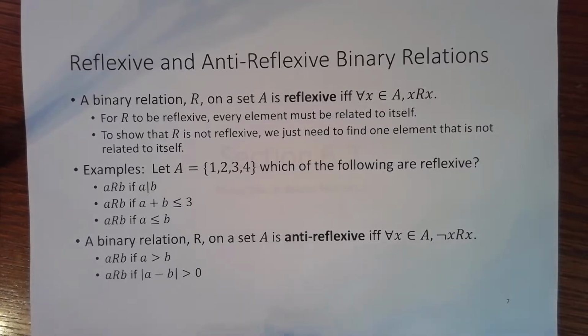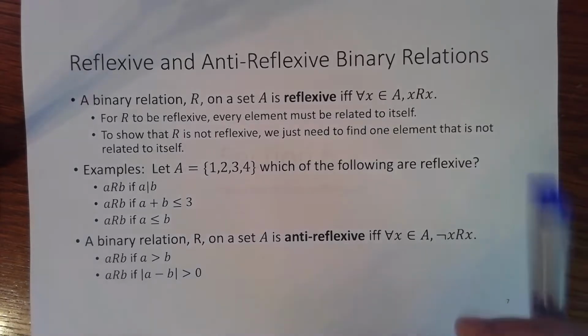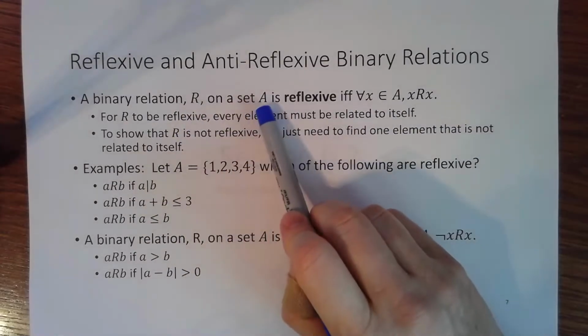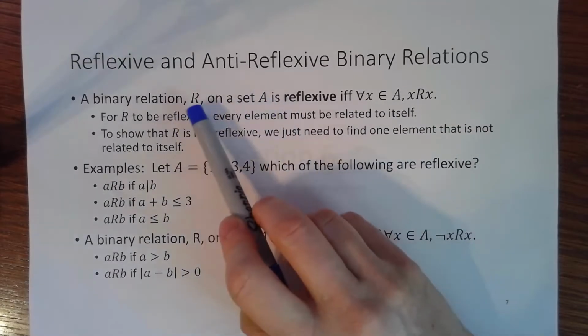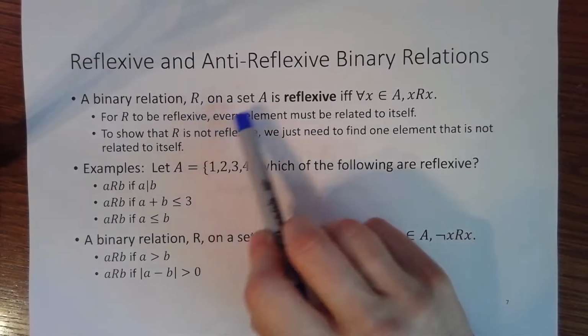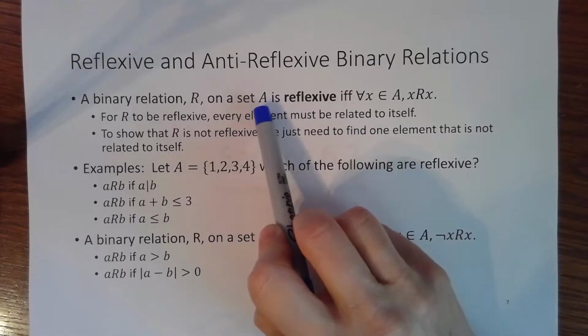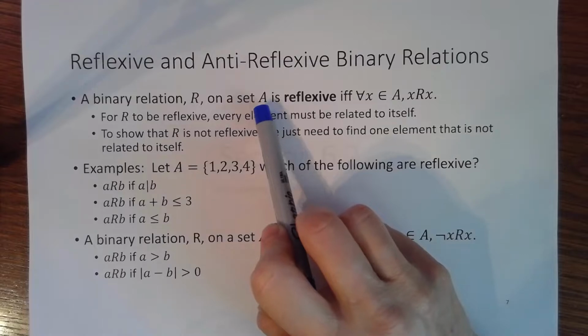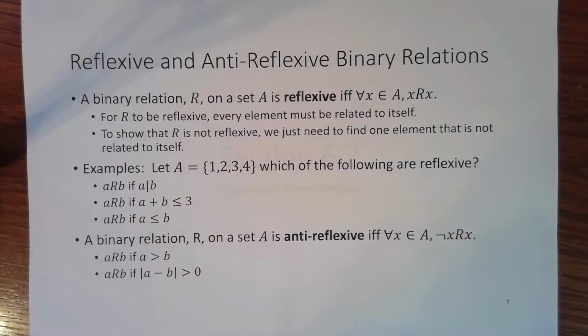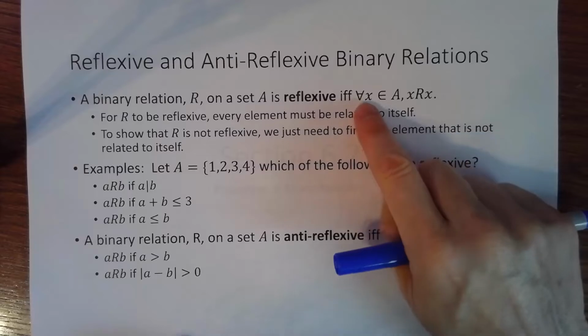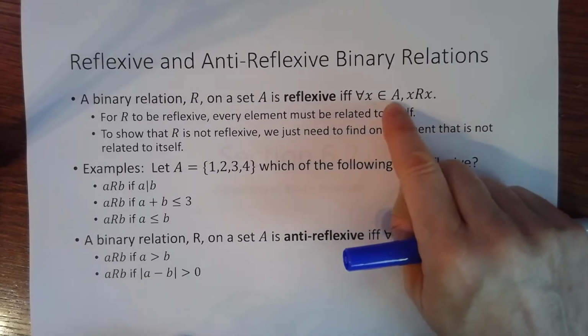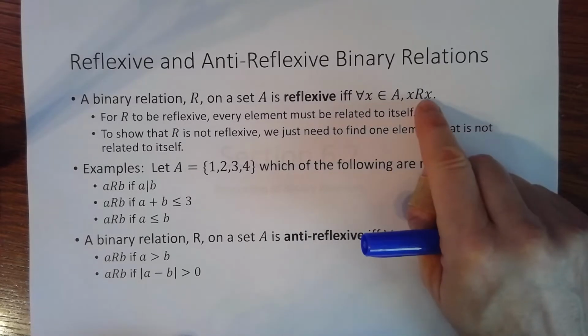So a binary relation R on a set A, and notice when we say it's on a set A, that means that all of the elements in the relation are going to come from A crossed with A. Okay, so ordered pairs where both the first and second item are going to be from the set A. So that binary relation is reflexive if and only if for every x in the set A, x is related to x.